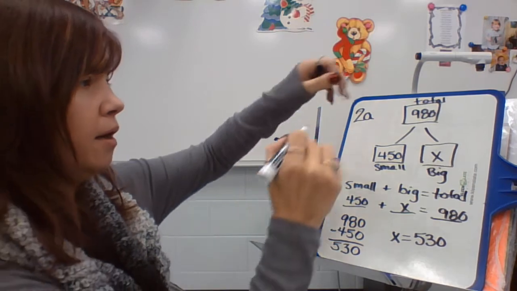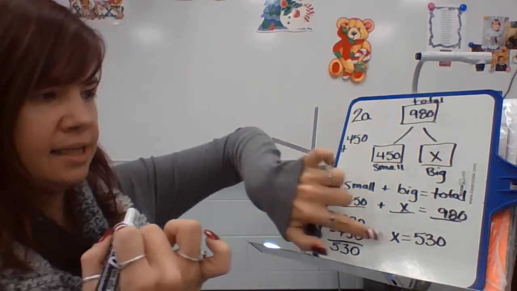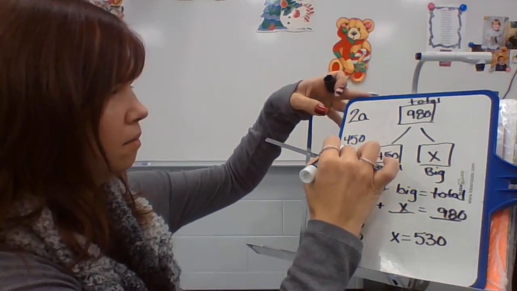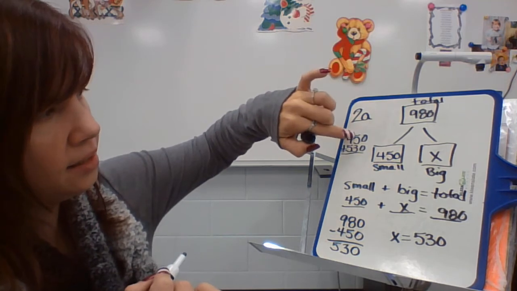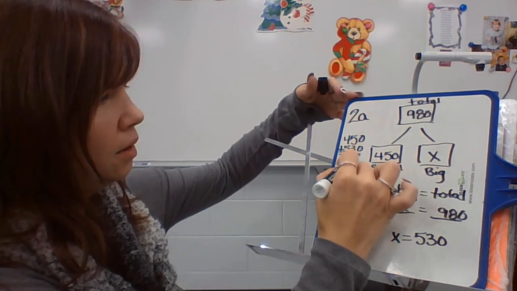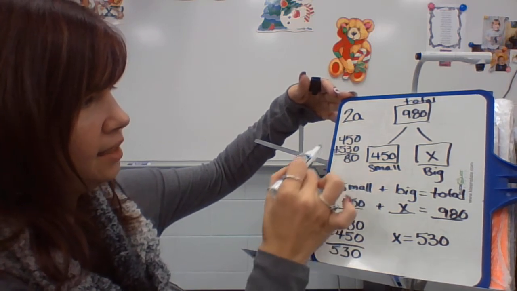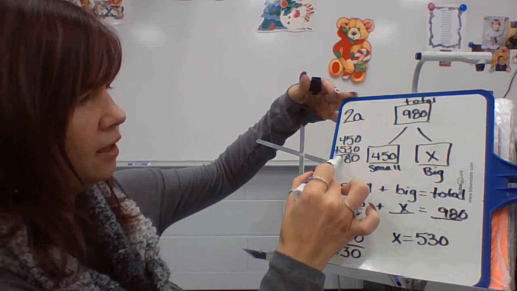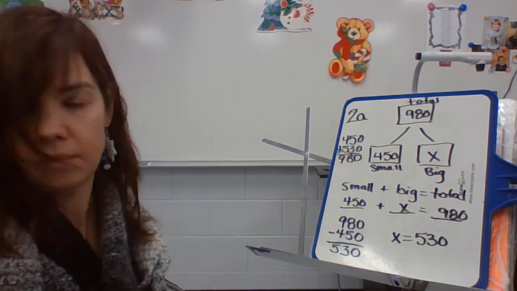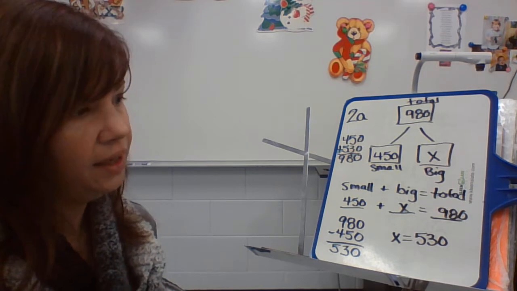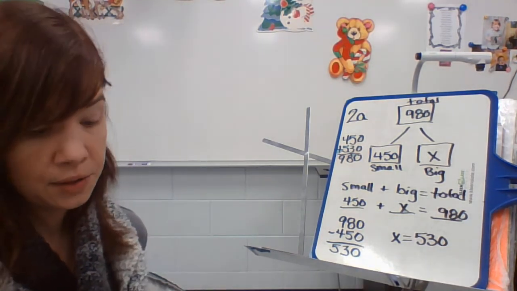Oh, I almost forgot to check myself. So I'm going to do that up here. If I have 450 and I said 530, I should get 980. All right, so let's see. 0 plus 0 leaves me with 0. 5 and 3, when I add them, give me 8. And 4 and 5 give me 9. And they match, so that is the correct answer. Can't forget to check yourselves. It is a really easy way to make sure that you're getting the right answer.